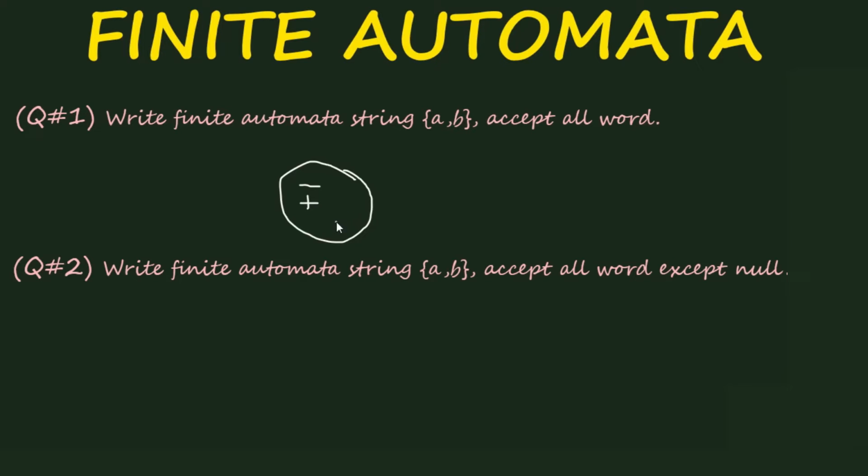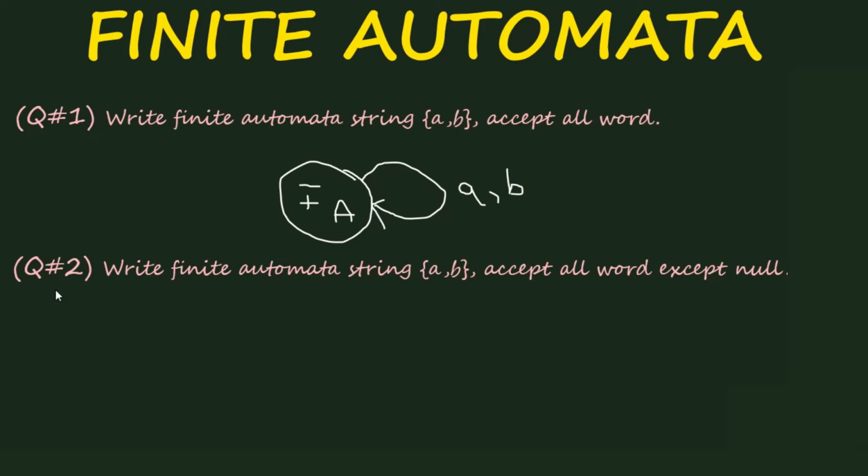Only state A, I will say, and it will accept null and accept A and B, all words. So we apply a loop here, which accepts A and B, and write A comma B. This is the answer of our first question, accept all words.